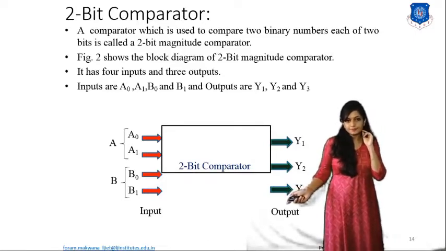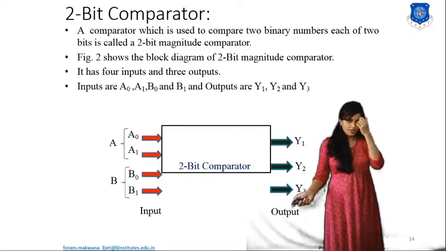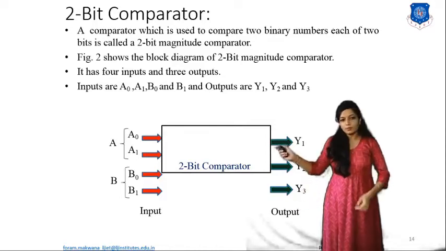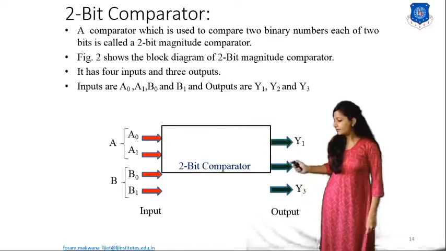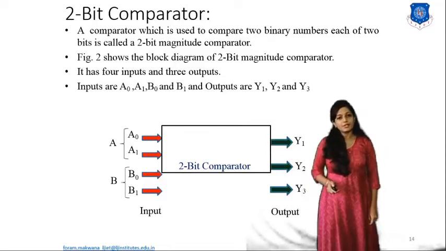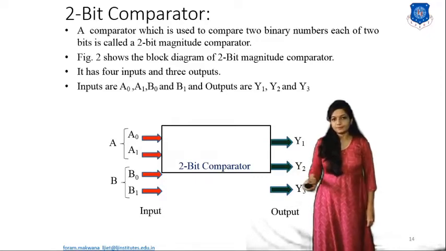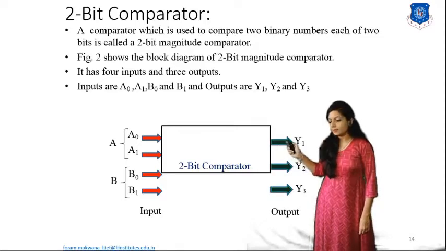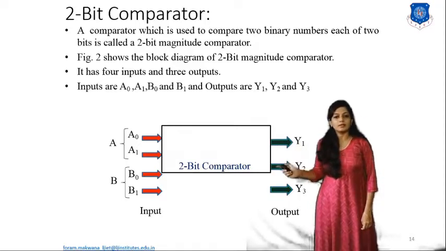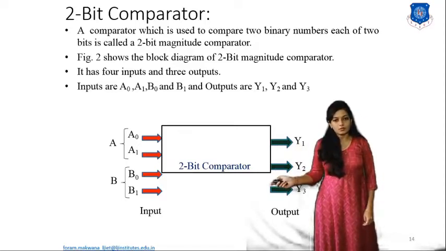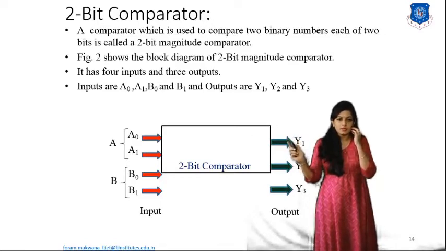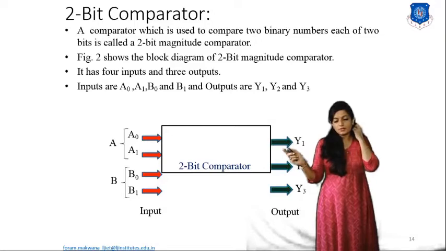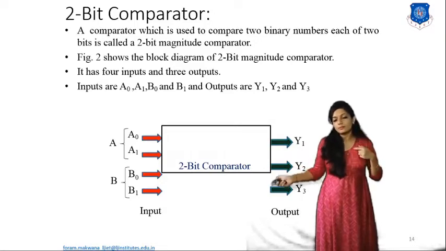Alright, which has 4 inputs and 3 outputs. A0, A1, B0, B1 are the inputs. A0 and A1 are the bits of A, and B0 and B1 are the bits of B.